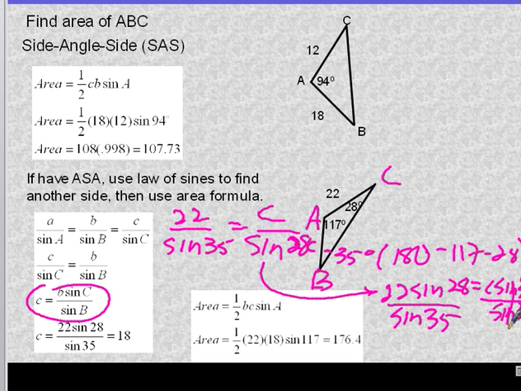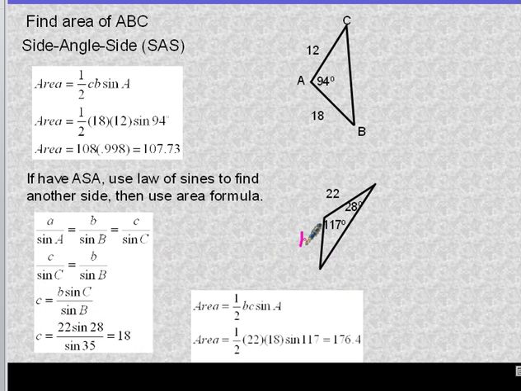And that's where this comes from. And then when I plug that in, I get c is equal to 18. So let me get rid of all of that. C is 18, and now I can use my 1/2 BC sine of A. So this is obviously my A.